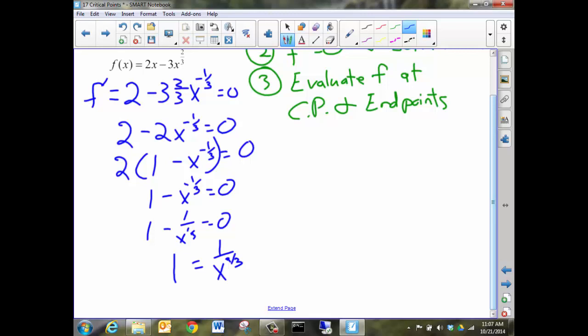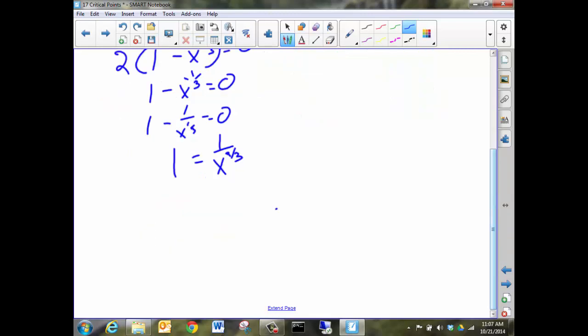We can put it under a cube root, or we can cross multiply. Some of us are saying, I can just look at that and tell. But if we cross multiply, we get x to the 1/3 equals 1. So how do we solve x to the 1/3 equals 1? Cube both sides. It's going to be equal to 1. If we cube both sides, then x equals 1 for our critical point. Agreed?